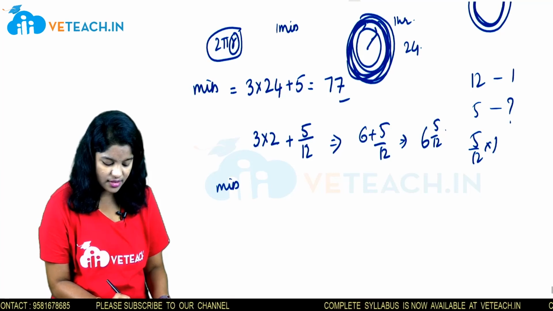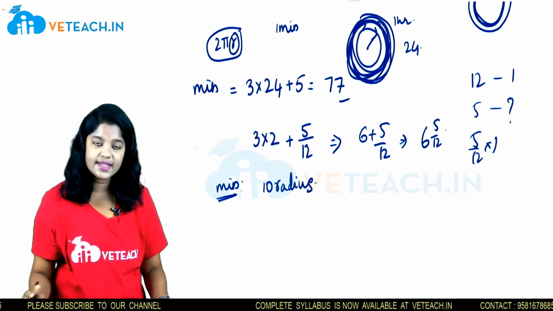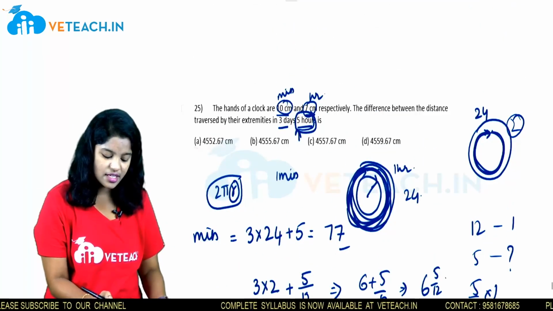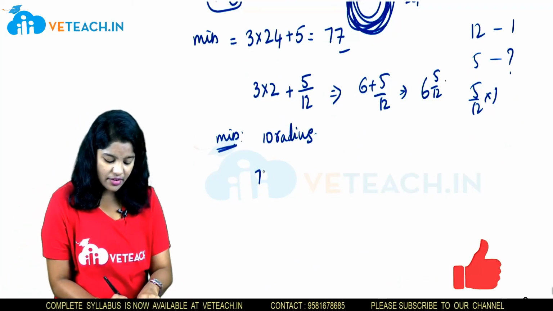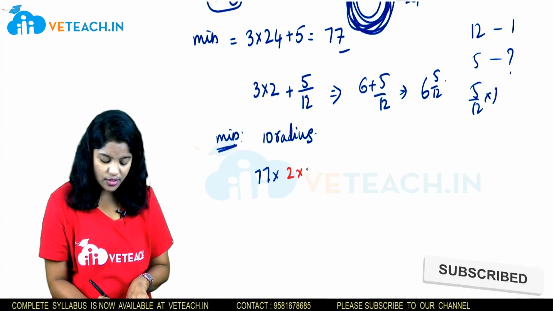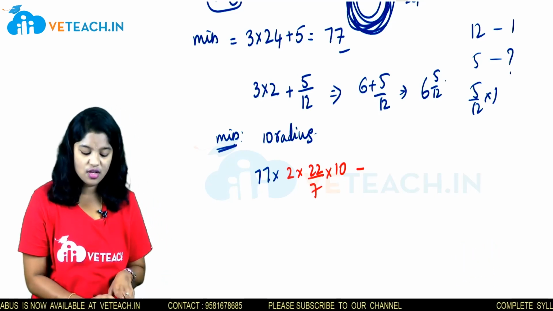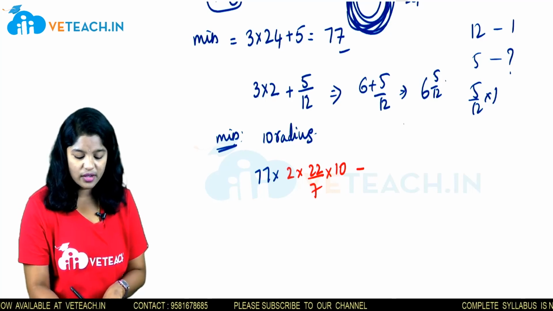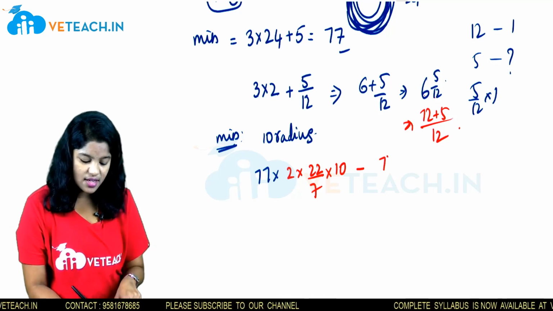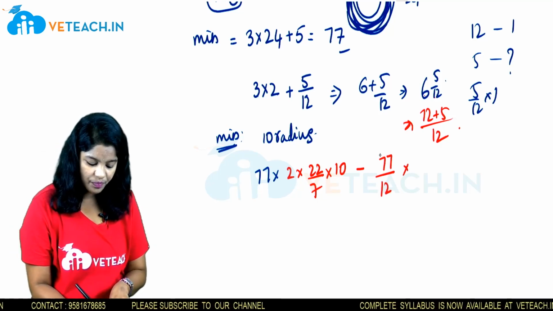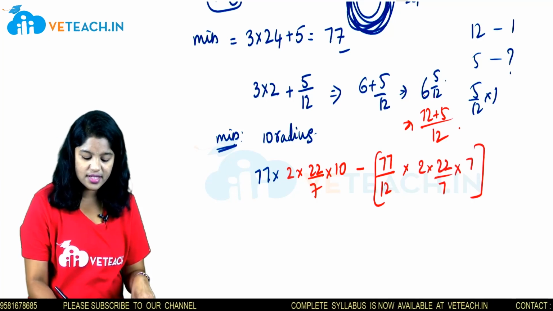So the minute hand is a radius of 10 centimeters and the hour hand is 7 centimeters. Now in total it will take 77 revolutions into 2 into pi, which is 22 by 7, into 10, minus the difference between the extremities, so minus 6 5 by 12. We can write it as 72 plus 5 by 12, that is 77 by 12, into 2 pi r. 2 into 22 by 7 into r, the radius 7.